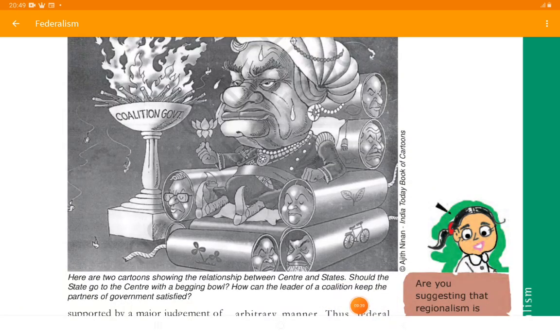The second cartoon shows how the coalition government formed has actually promoted the federation policy in our country, and here no such inequalities are done today, and many of these people are now together. So here are the two cartoons that are showing the relationship between center and states. Should the state go to the center with a begging bowl? How can the leader of coalition keep the partners of government satisfied? So the first was the state pleading for more powers, and the second was perils of running a coalition government. So here how the coalition government is run has been shown.